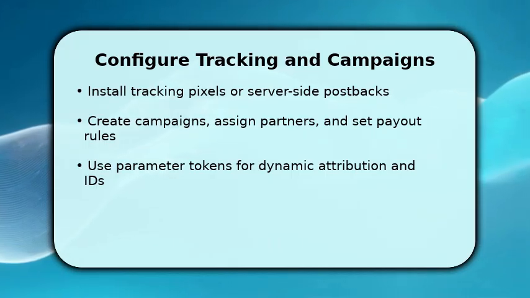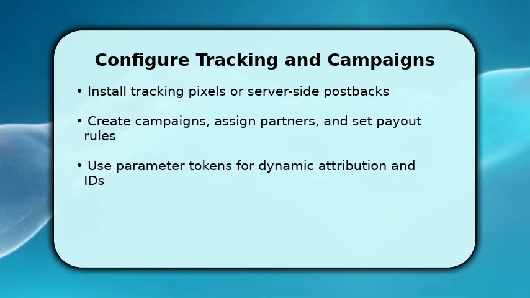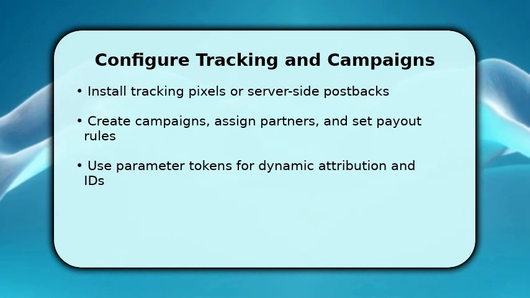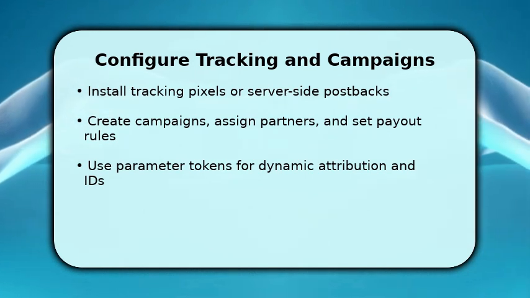Use parameter tokens for dynamic values like order ID and amounts because that preserves data integrity across redirects. Once these pieces are linked, run a test conversion to validate mapping and timestamps before you scale traffic.